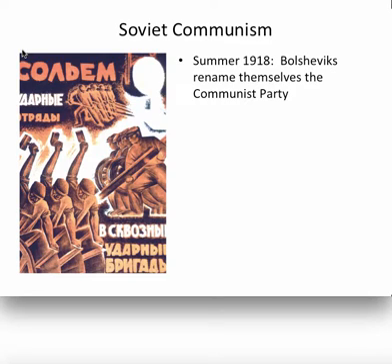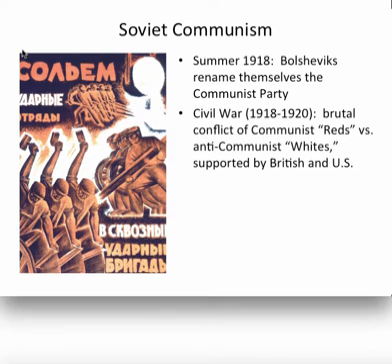Okay, so in summer of 1918, the Bolsheviks officially named themselves the Communist Party, and immediately a civil war broke out between the communists, who were called the Reds because their official color was red, and the anti-communists, who were known as the Whites. Now, the Whites were royalists. They supported the Tsar and the royal family, with some rather half-hearted support from the British and the U.S. But this was a very bloody and brutal civil war, and the communists used it to justify even stricter measures carried out against the population.